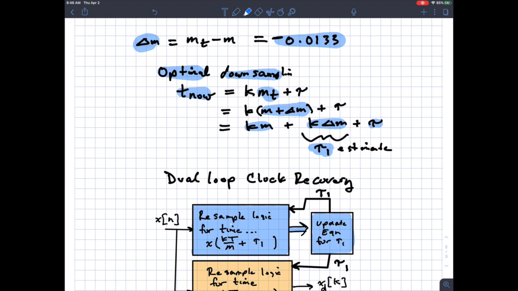The tau 2 estimate could track any fractional component of the sampling time, tau, plus any error that shows up in tau 1. So I'm hesitant to say that tau 2 is tracking tau, because it's doing more than that. It's taking care of some fine adjustments between tau and also what happens within k delta m. We'll run some examples and take a look at this.